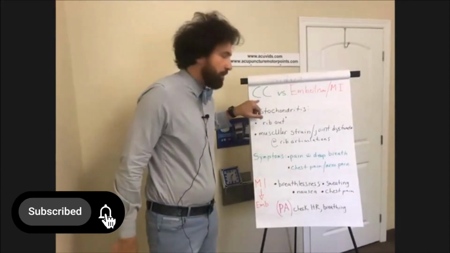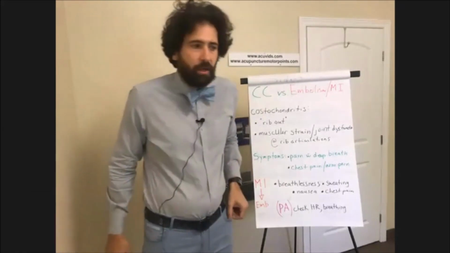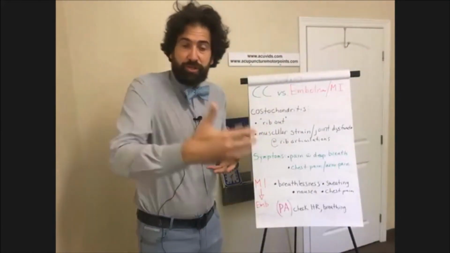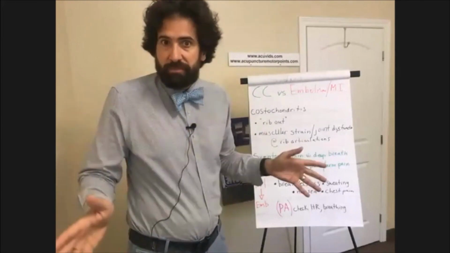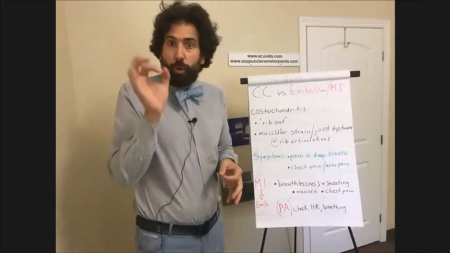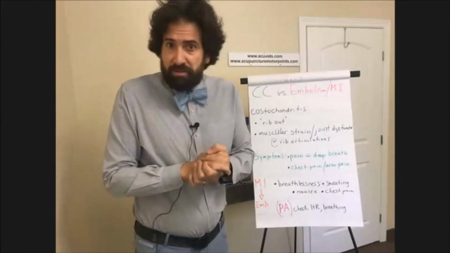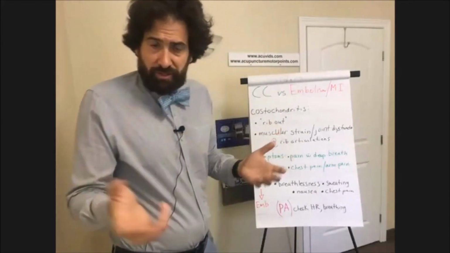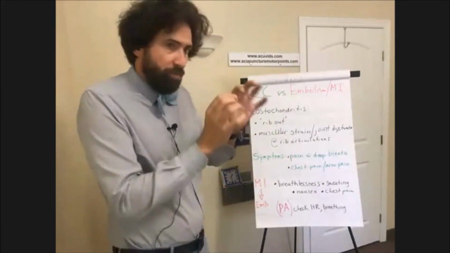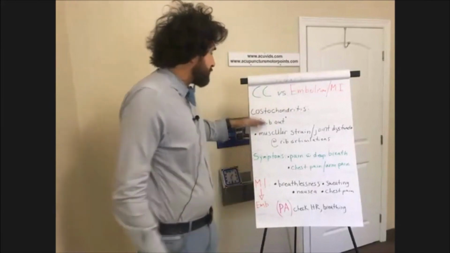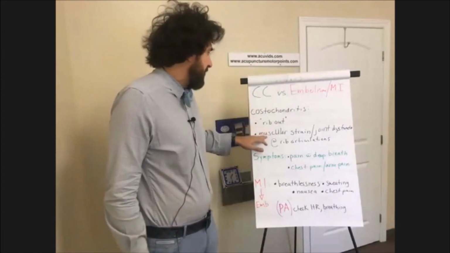CC means costochondritis. We've seen it a lot, especially if you're chiropractors, because patients come in and say, I have a rib out. And usually a posterior to anterior thoracic adjustment clears it up, or a local needling to the paraspinals clears it up. We're working the motor point right over the area of the erector spinae, no problem. But costochondritis, people will describe it as having a rib out.